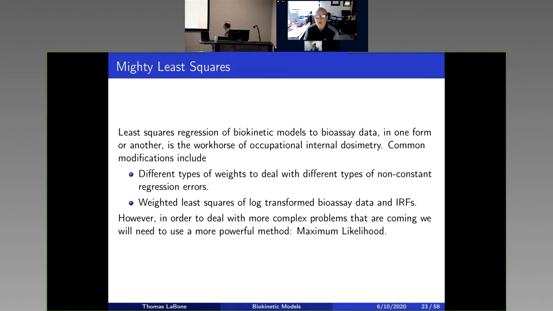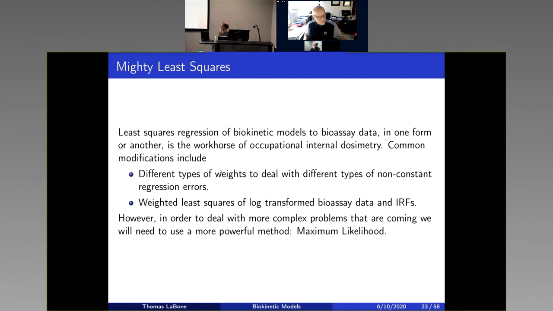Okay, again, least squares, I think, is the workhorse of occupational internal dosimetry. Common modifications include different types of weights to deal with different types of non-constant regression errors. And one of the most popular options recently for this is a weighted least squares of log-transformed bioassay data and ERFs. If you take a look in IAEA 37 and some of the Eurodose documents, and ICRP also, this is the way they're suggesting that you analyze the bioassay data: do a log-log transform, and then fit it through regression through the origin.